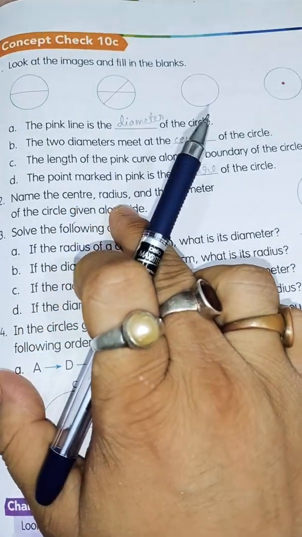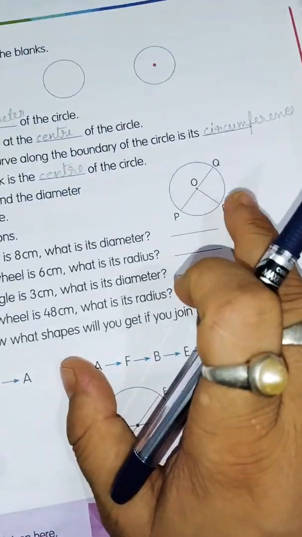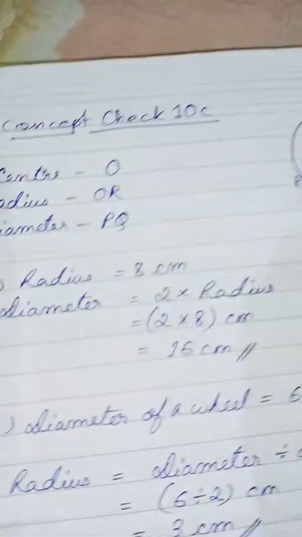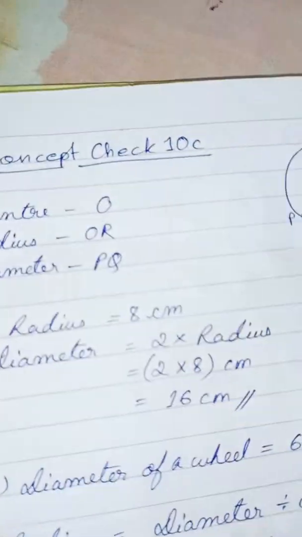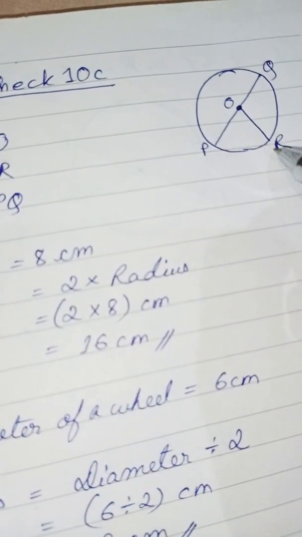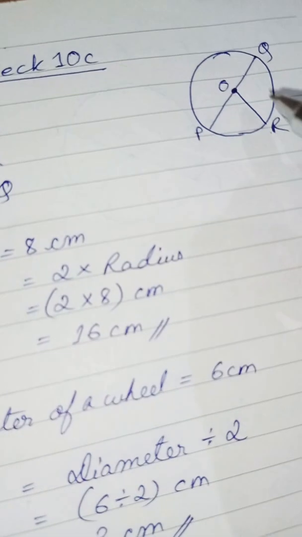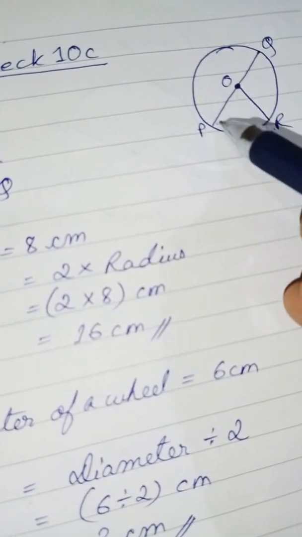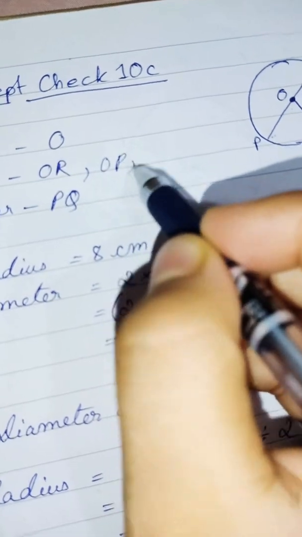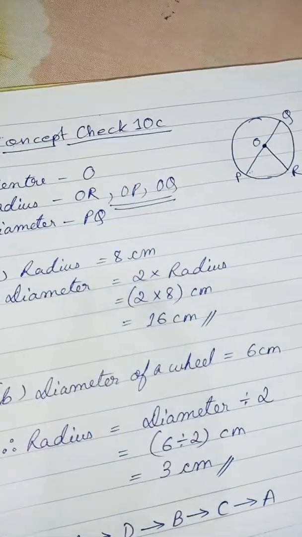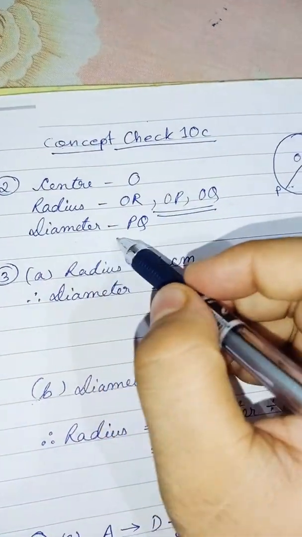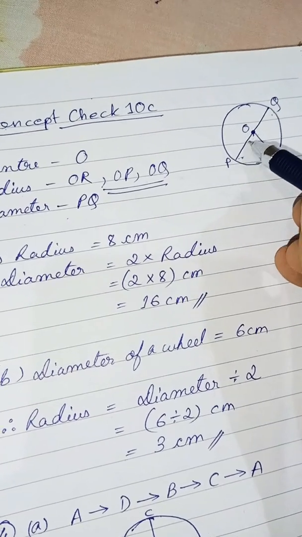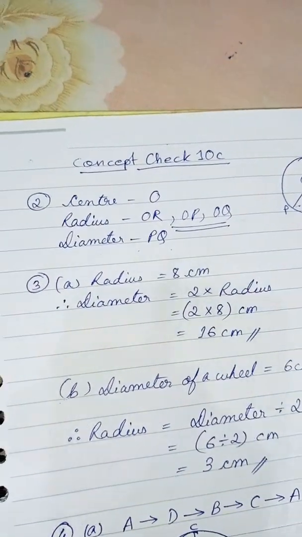Next question is: name the center, radius and diameter of the circle from the figure given alongside. If you see in this figure, O is clearly the center, so the center is O. Radius is the line segment drawn from the center to any point, so this is OR. But logically, you can call OP and OQ radii as well. So even if you write all three of them, that is also correct, because from O to P is also a radius, and from O to Q is also a radius. Then comes diameter. There is only one diameter drawn passing through the center, that is PQ. So the diameter is PQ.